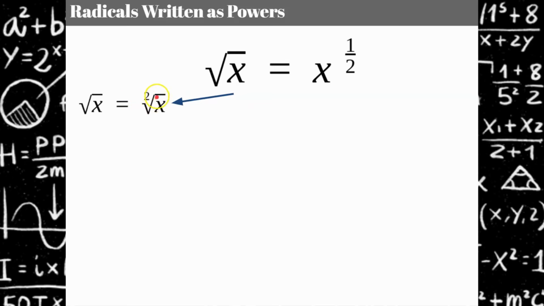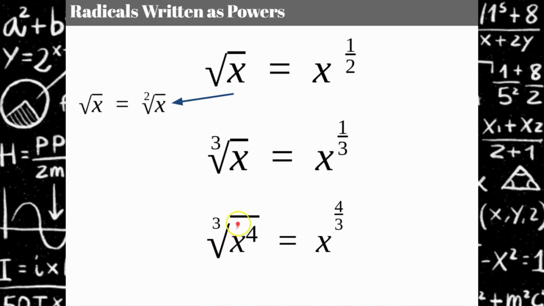Again, you could write the 2, but you're not going to see that. Here's a cube root. We have the cube root of x, which is equivalent to the power x to the 1/3. Again, this is what we call a rational exponent. So x to the 1/3, this power is equivalent to the cube root of x.